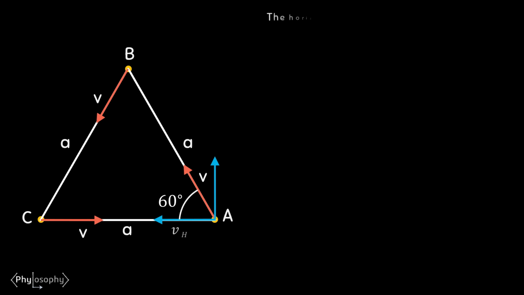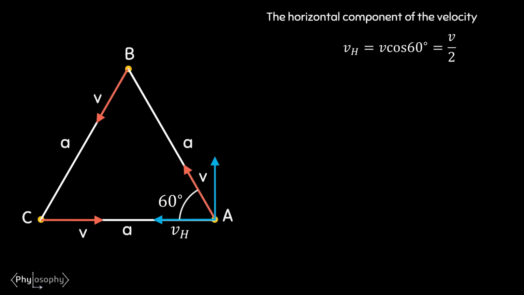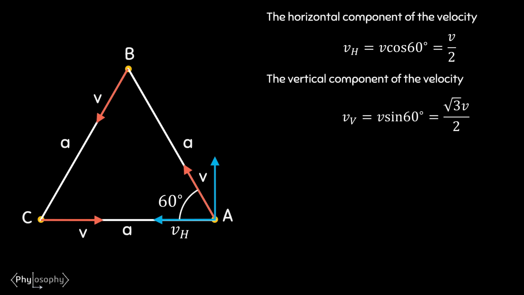Therefore, the horizontal component of the velocity will be Vh equals V cos 60 degrees. Now cos 60 degrees is half, therefore Vh is equal to V over 2. So you can say that the particle at point A is moving towards C with a velocity V over 2. And the vertical component will be V vertical equals V sin 60 degrees, which is equal to root 3 V over 2. Now as you can see, initially the particle at point C was also moving towards the particle at point A with a velocity V.